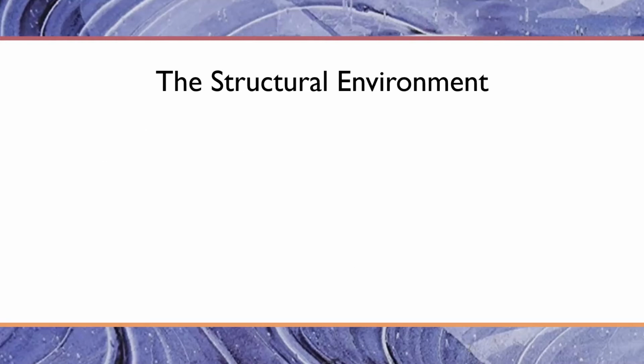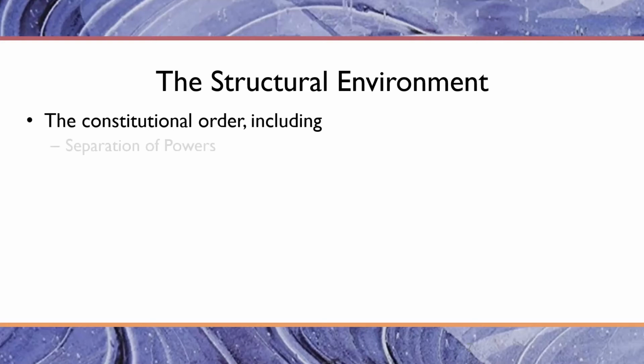So let's talk about the structural environment in which policy is made in the United States. What I maintain throughout this book is that the real way of understanding the policy environment is to consider the constitutional order in the United States. And the constitutional order includes a lot of different features, including three prominent ones I want to talk about here.